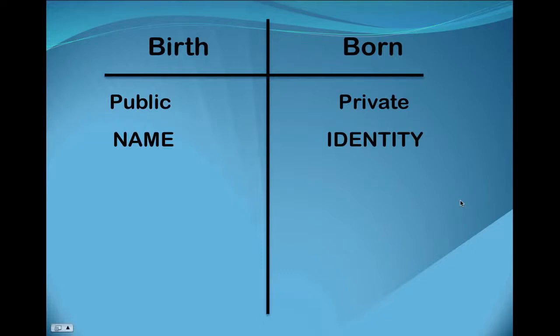Ask a cop or anyone in the military for their name, and they just give you their serial number. Okay, that's their identity. Because they're a public agent, they don't have to give us a name because they're operating in private, so they give us their identity.